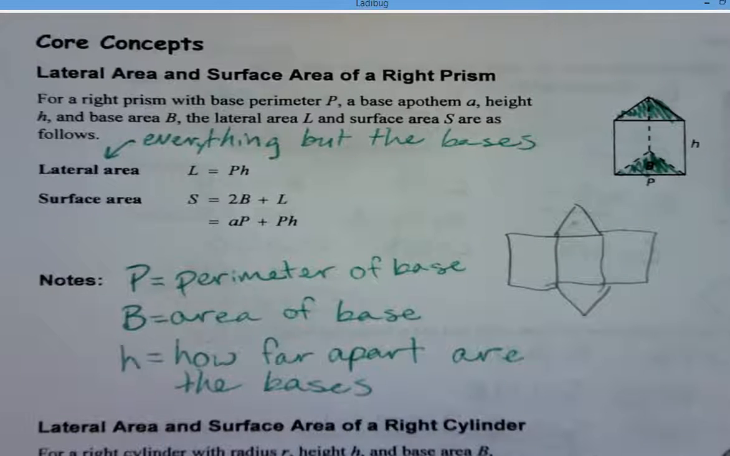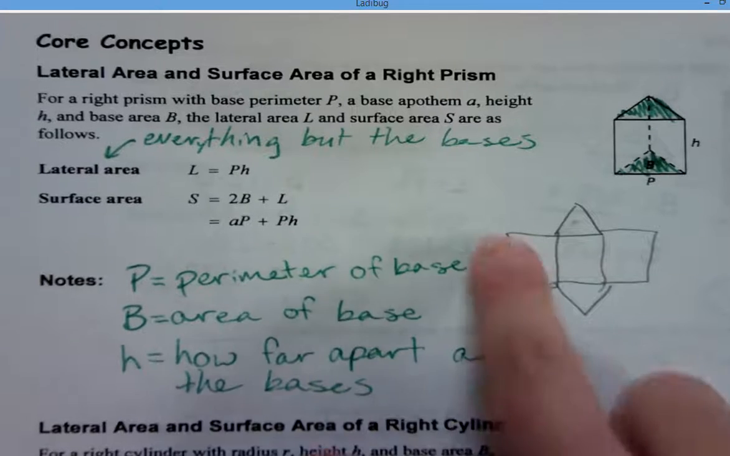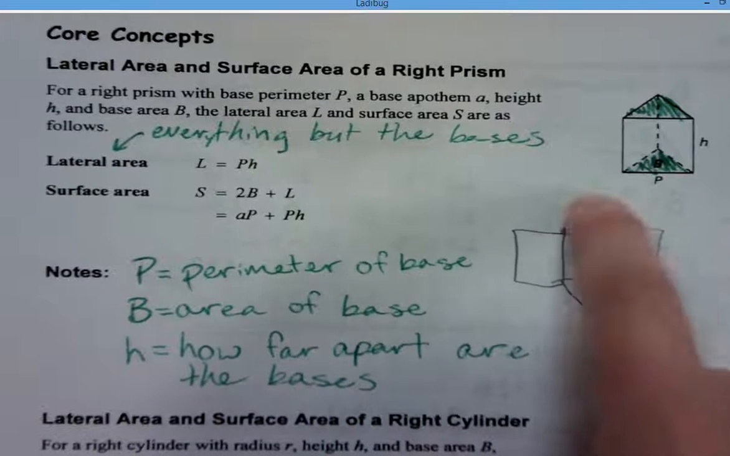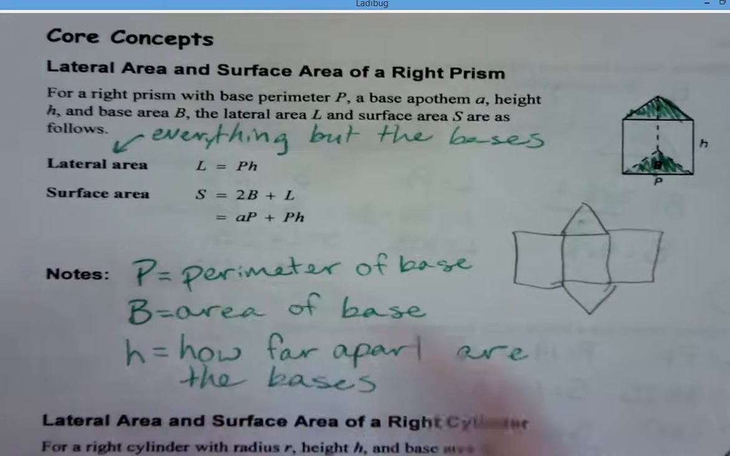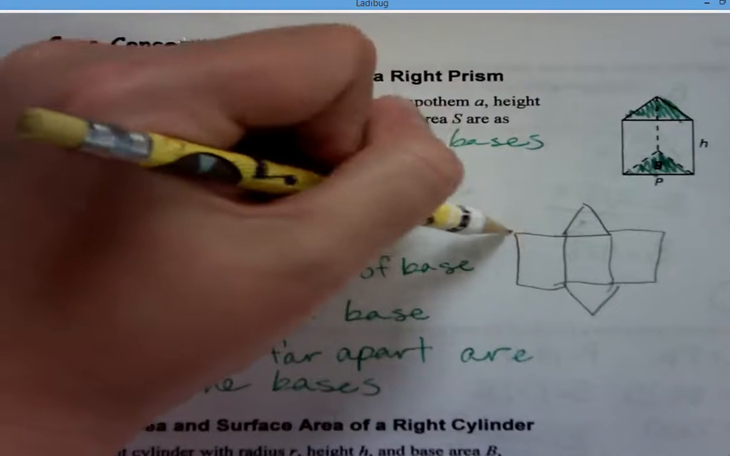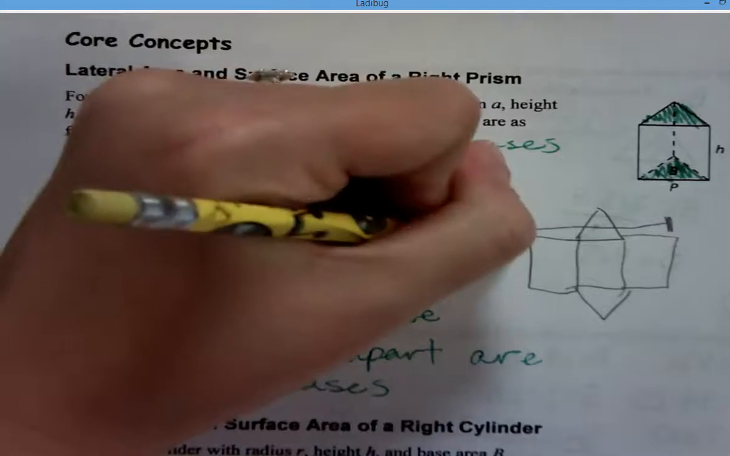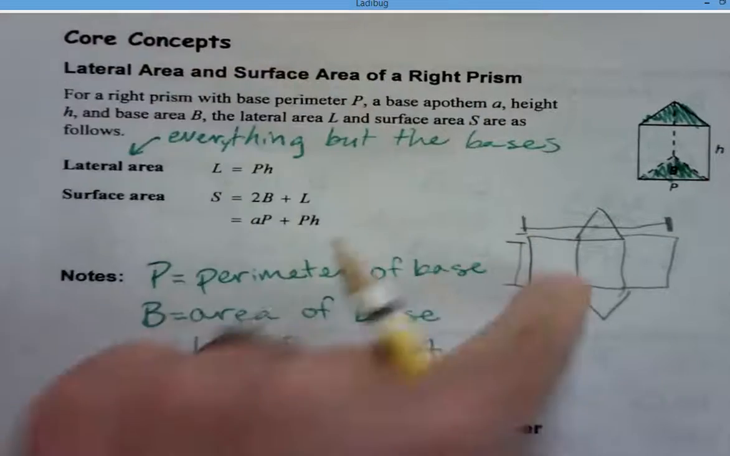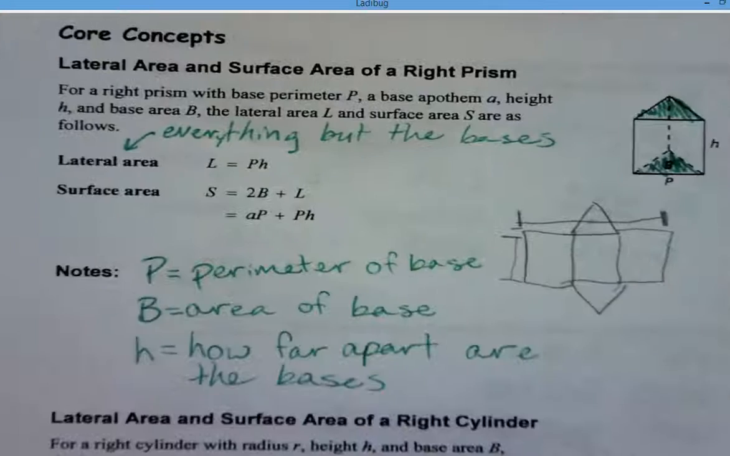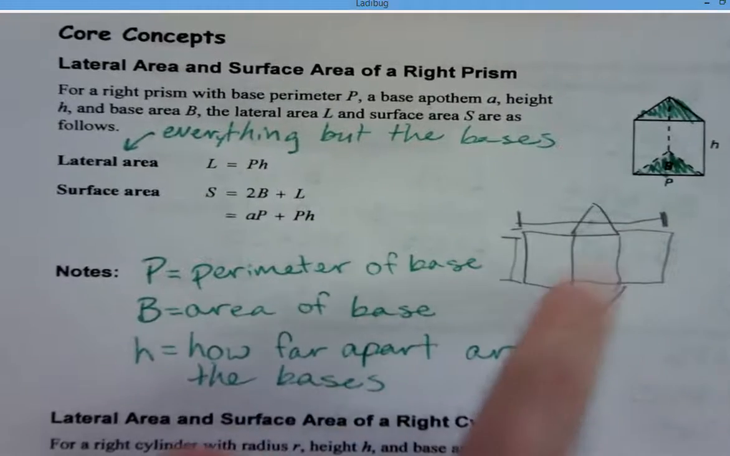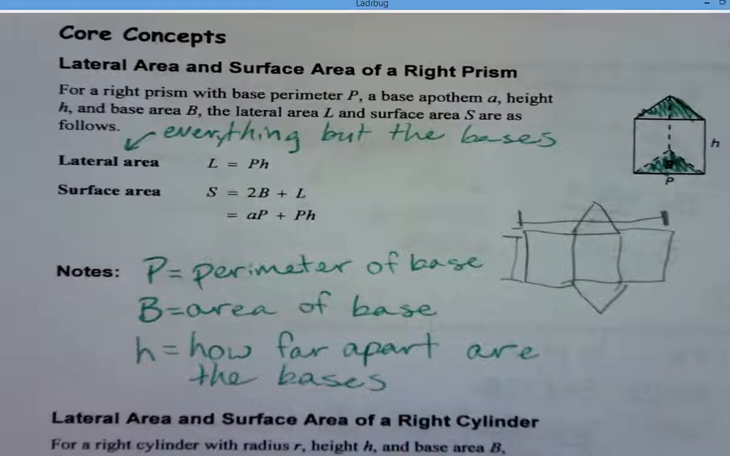But notice what we have. This is a big rectangle. I mean, it's ugly because I drew it. But this is a big rectangle, and then these two are the bases. The perimeter of our base would be the length of this side. That's the perimeter of the base. Then the height, how far apart the bases are, so that finds the total area of everything except our two bases. So that's what we're doing here, just to give you a visual.